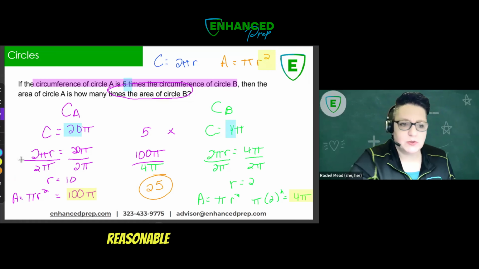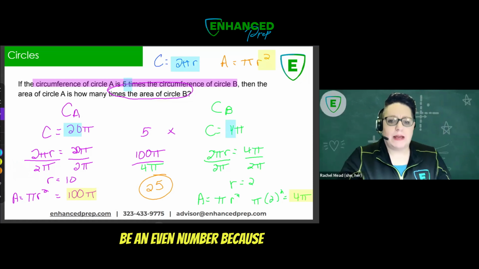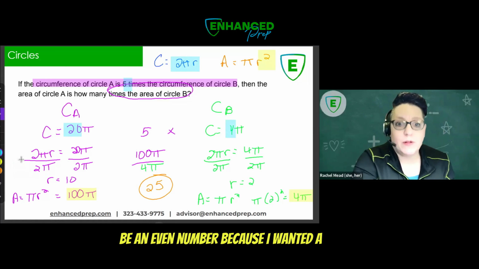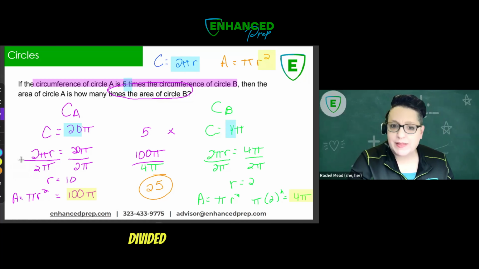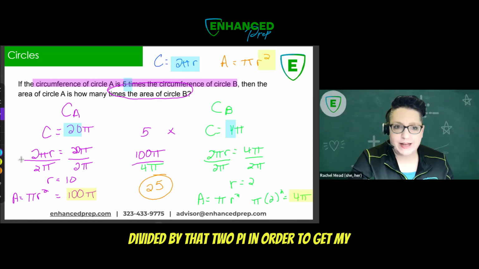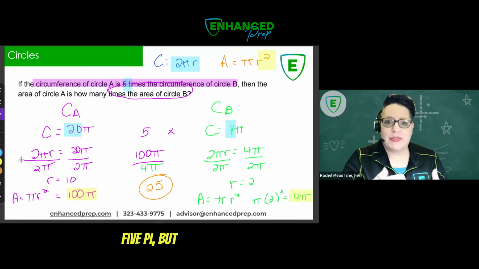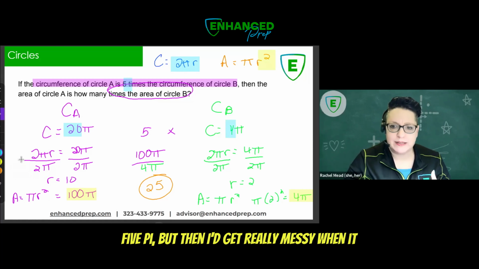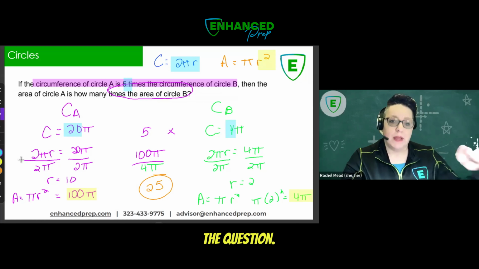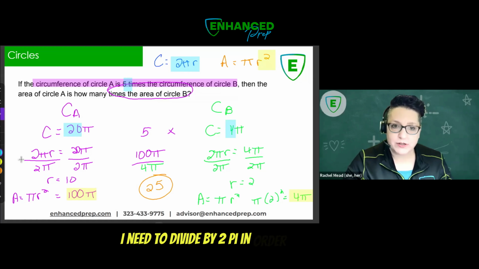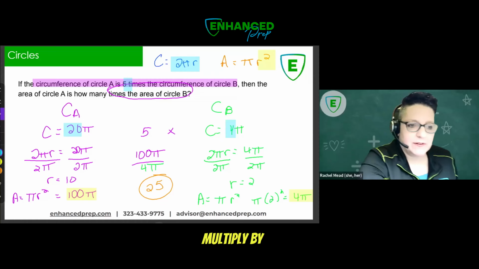Those are still reasonable to work with, but I also needed it to be an even number because I wanted a whole integer, not a decimal or a fraction, when I divided by that 2 pi in order to get my radius. I could have set my circumference up to be like 5 pi, but then I'd get really messy when it gets down to that radius. So we want to think about the relationship in the question. I need to divide by 2 pi in order to solve for my radius, and then we're going to come through and multiply by 5.